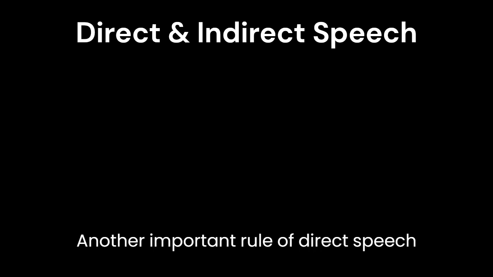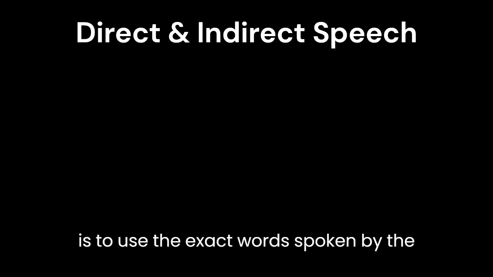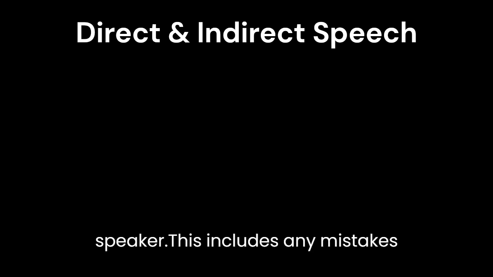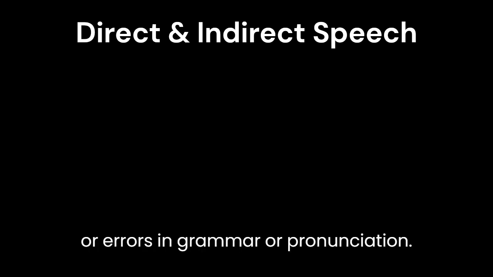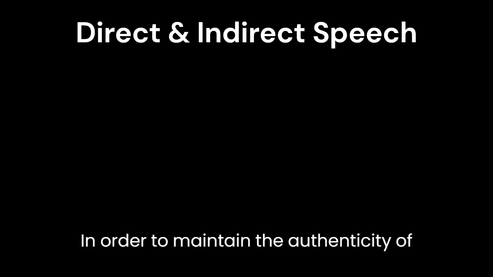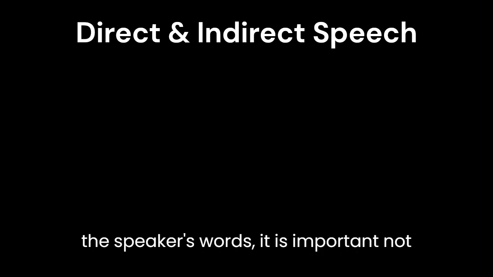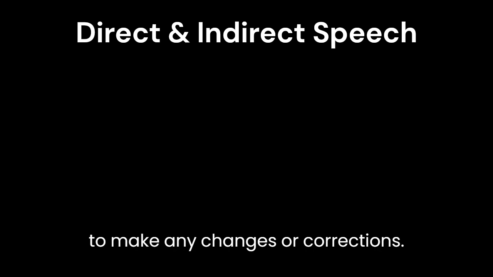Exact words of the speaker. Another important rule of direct speech is to use the exact words spoken by the speaker. This includes any mistakes or errors in grammar or pronunciation. In order to maintain the authenticity of the speaker's words, it is important not to make any changes or corrections.